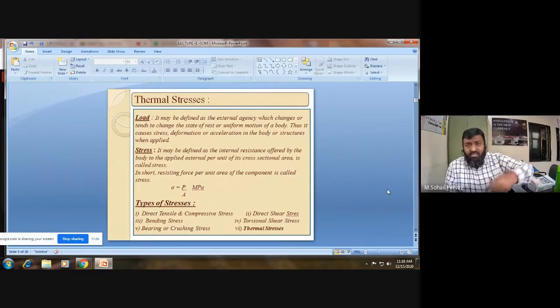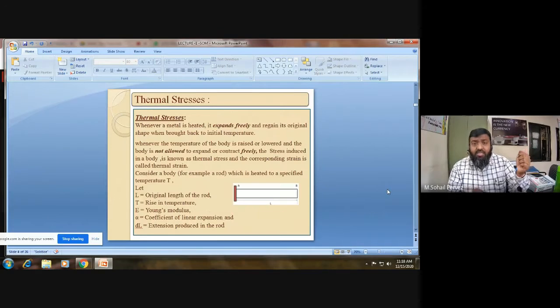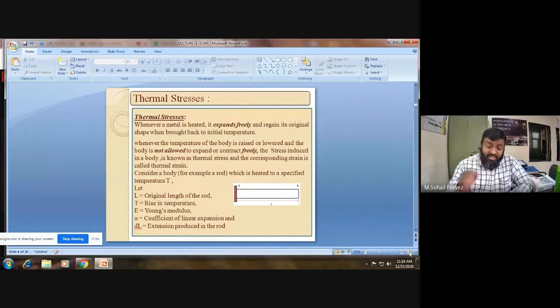So I hope in short I have explained load, stress, and then types of stresses. I will come over to the thermal stress. What do you mean by thermal stress? I think you just listen to me first, and then you can go through the PowerPoint. The very basic element in thermal stresses would be, suppose this is a rod.